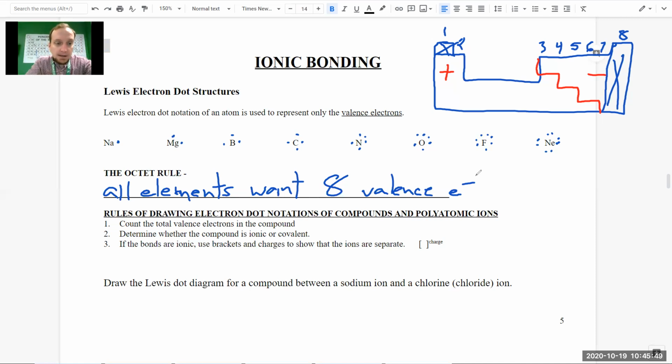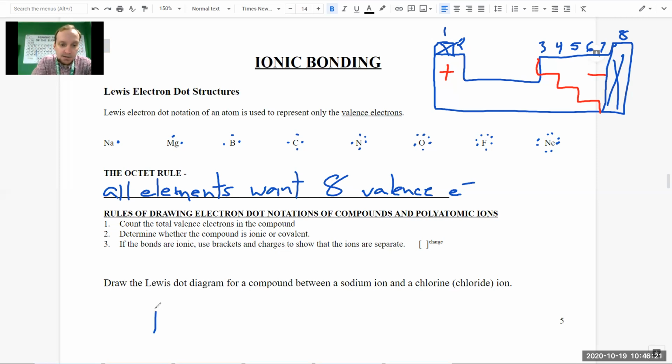So again, rules for drawing Lewis dot structures for compounds and polyatomic ions. I'll talk about those things in just a moment. But we're going to count the total number of valence electrons in the compound, determine whether the compound is ionic or covalent, and if the bonds are ionic, we're going to use brackets to show the charge that the ions are separate. So again, there's a little example right there. The very first example we have here says, draw the Lewis dot diagram for a compound between a sodium ion and a chlorine ion.